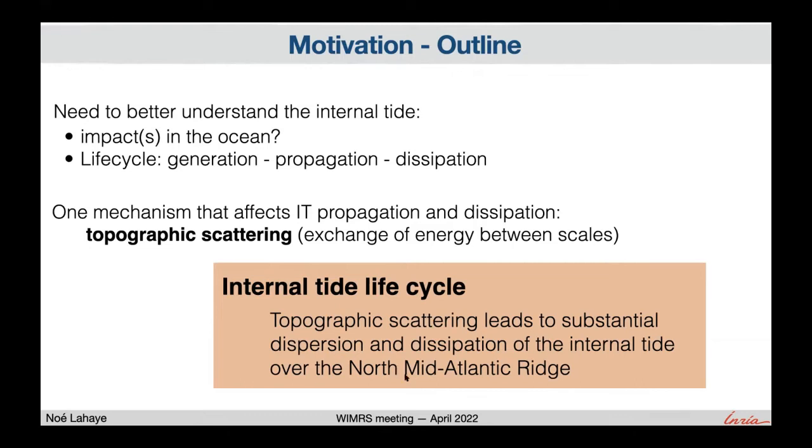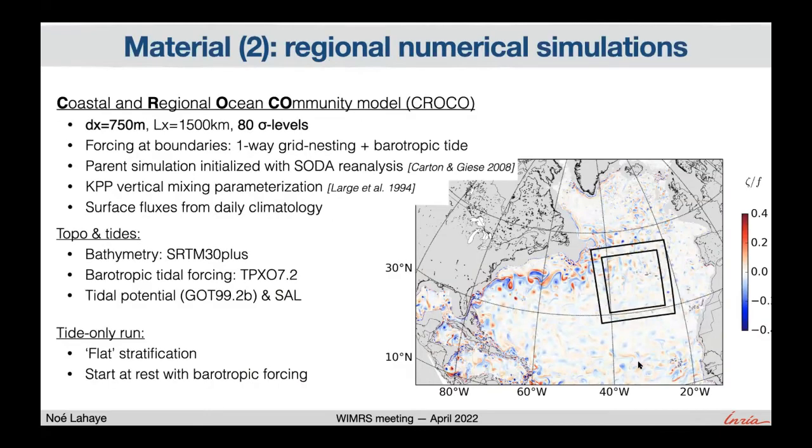I will show this over the North Mid-Atlantic ridge, but this result is applicable to the global ocean. To show this, I will use another numerical simulation, actually a regional numerical simulation. I use a different model, which is Croco. For those who do not know Croco, it's a kind of French flavor of the ROMS model. The strategy we've been using here is a grid nesting approach. So we start with a coarser resolution over the whole basin.